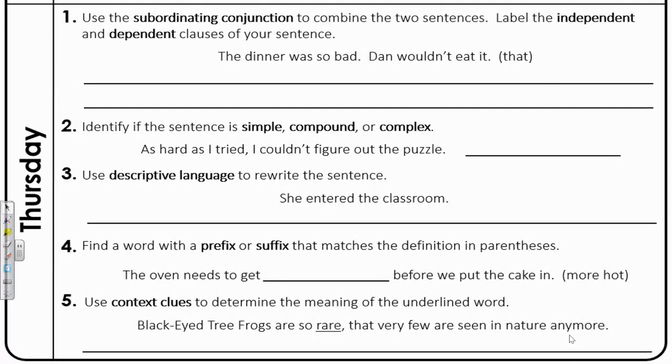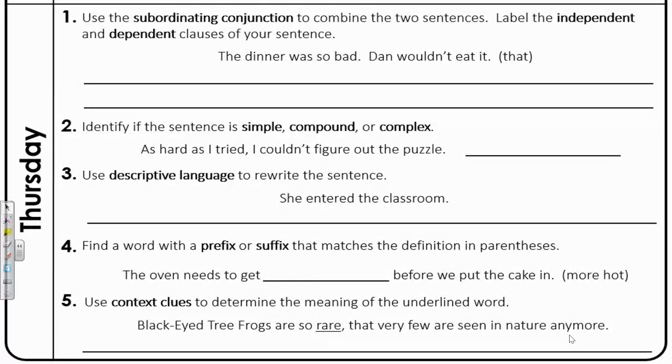Number 1, use the subordinating conjunction to combine the two sentences. Label the independent and dependent clauses of your sentence. The dinner was so bad, Dan wouldn't eat it. They want us to use the subordinating conjunction that in order to make that into one sentence instead of two separate sentences. So we've been either putting it in the middle between the two sentences or putting it at the beginning. Let's see how putting it in the middle sounds.